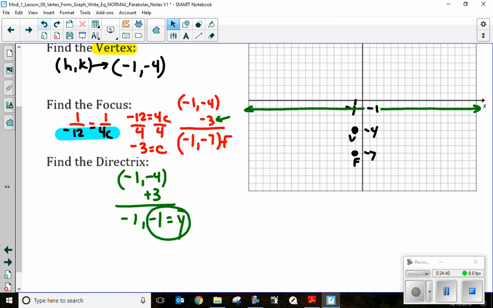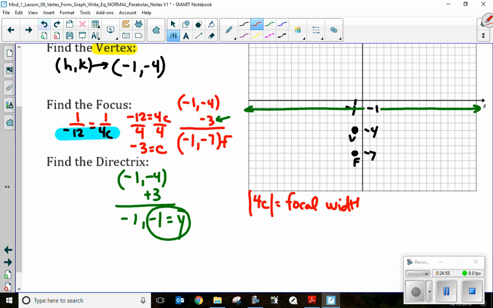Here's the last step. How wide is this going to be? Remember, and I hope you wrote it down in your notes, that 4C, if I take the absolute value of it, that's the focal width. Okay, we know that 4C equals negative 12.